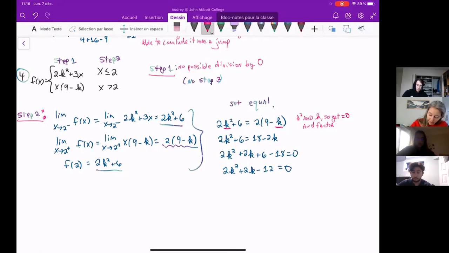So here my greatest common factor is 2. So I'm going to factor that out. So I have 2 times k squared plus k minus 6 is equal to 0. So I want 2 numbers. Tell me in the chat what they are. Multiply to give me -6, add to give me +1.